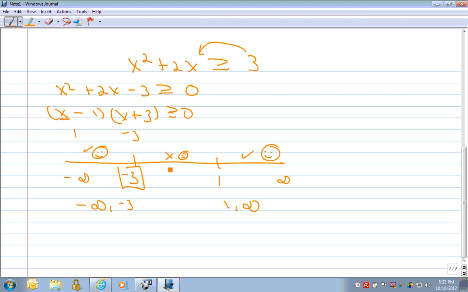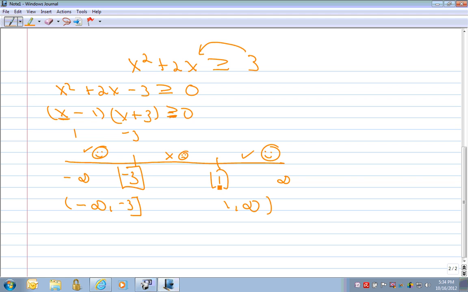But we really need to go ahead and check out our critical values to see if we're equal there, if it makes it true. So if I plug a negative 3 here, that gives me a 0, and 0 is greater than or equal to 0. So we would get a hard bracket for this because negative 3 would be a solution.